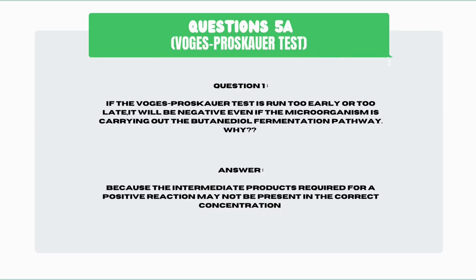Question number 1. If the Voges-Proskauer test is run too early or too late, it will be negative even if the microorganism is carrying out the butanediol fermentation pathway. Why? Running the Voges-Proskauer test too early or too late may yield a negative result because the intermediate products required for a positive reaction may not be present in the correct concentration.